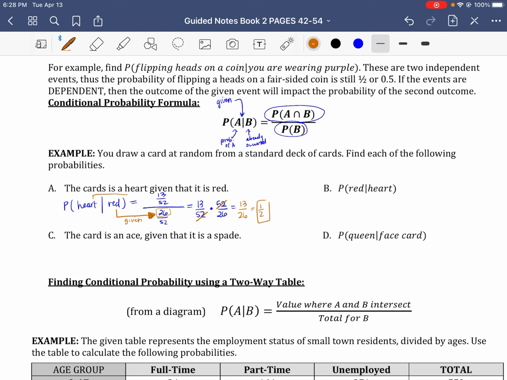Remember, now it's given you're in the red cards. How many of those reds are hearts? Well, half of them are, right? 13 of them are, so 13 out of 26. So using that same idea, let's jump to this one.